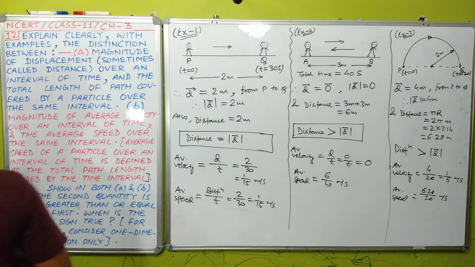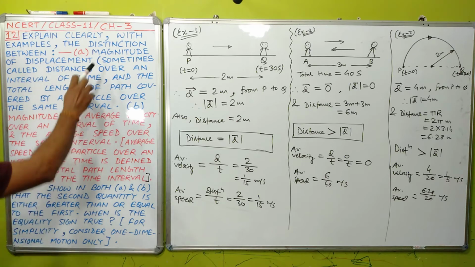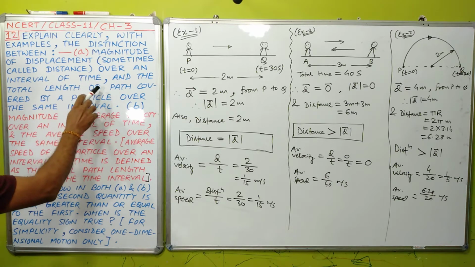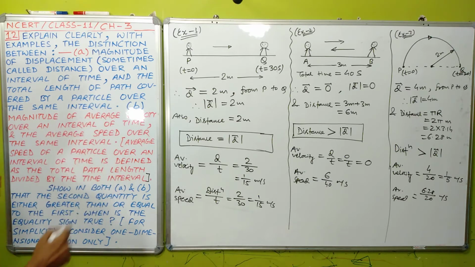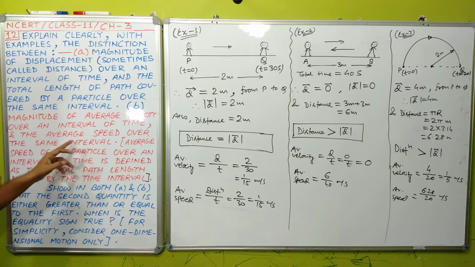Students, question number 12. This question is saying: explain clearly with examples the distinction between the magnitude of displacement, sometimes called distance, over an interval of time, and the total length of path covered by a particle over the same interval. Part B is saying: the magnitude of average velocity over an interval of time and the average speed over the same interval.